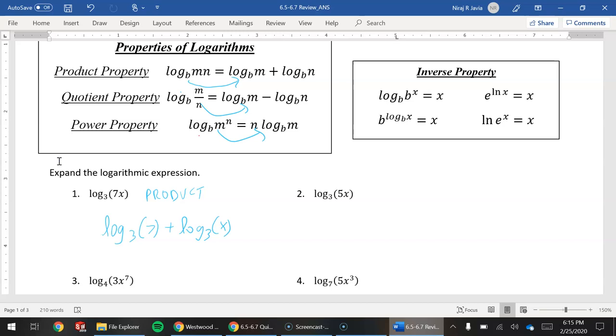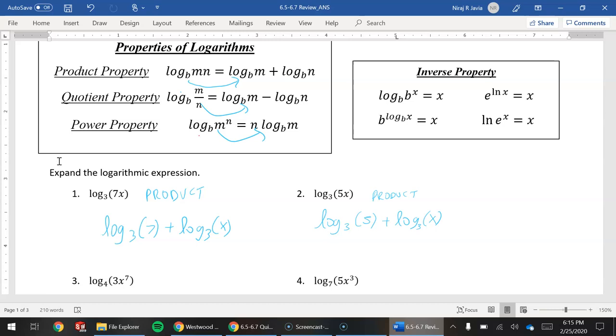Then when I move over to the next one, number 2 states do the same thing, expand it. Well, it looks like number 1 and number 2 will be the same thing. I'm going to use product. And in order to use the product, I'm going to do log base 3 of 5 plus log base 3 of x. There you go. I've used the product property to make it bigger.